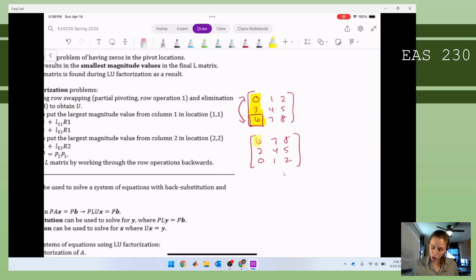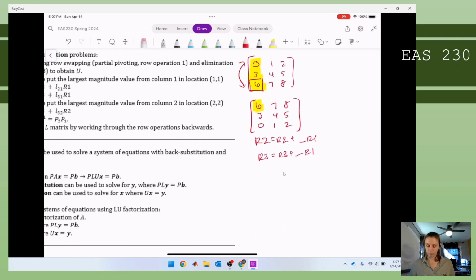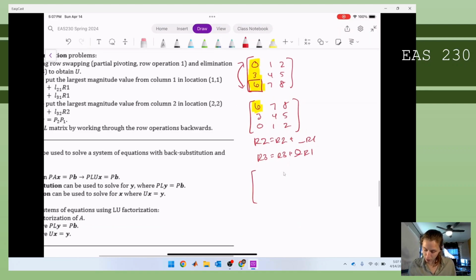Now I have my largest value in the pivot location, and I can do my row operations. I can do row 2 equals row 2 plus a multiple of row 1, row 3 equals row 3 plus a multiple of row 1. Then I would end up with something. I don't know what it's going to end up with. I guess I could do it. This would be 0, so row 3 is good. Row 1 will not change. And then this would be -2. So 3, nope. It would be 1/2.